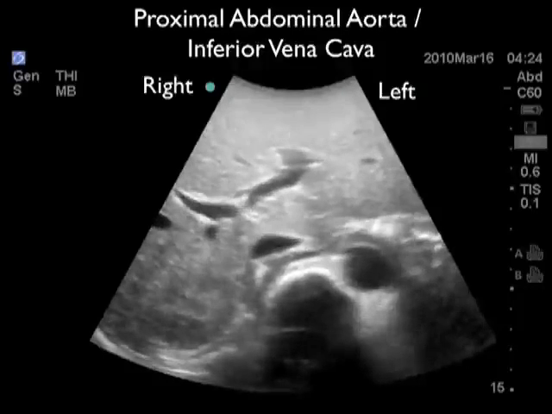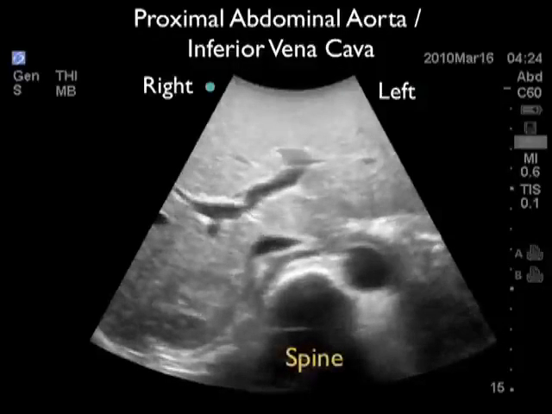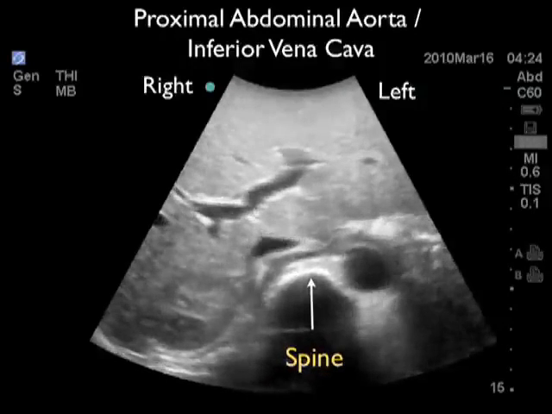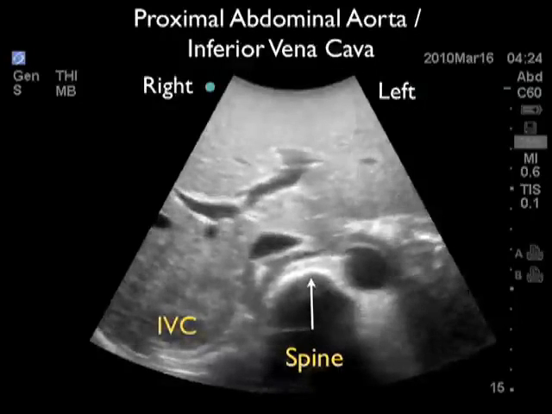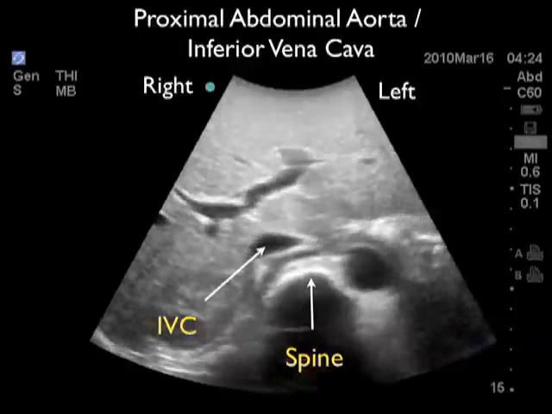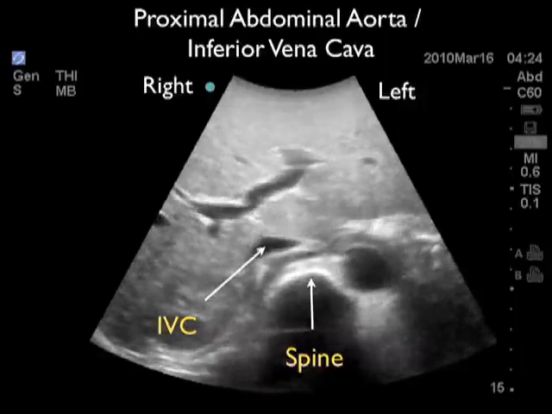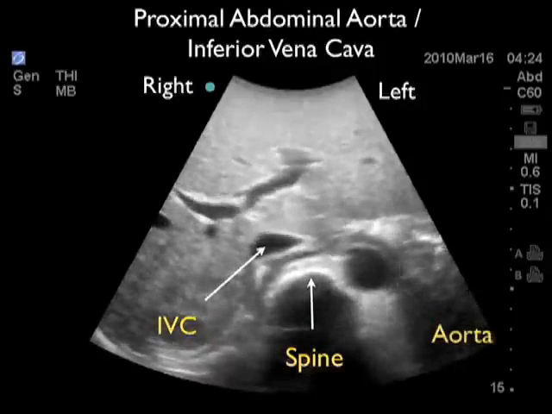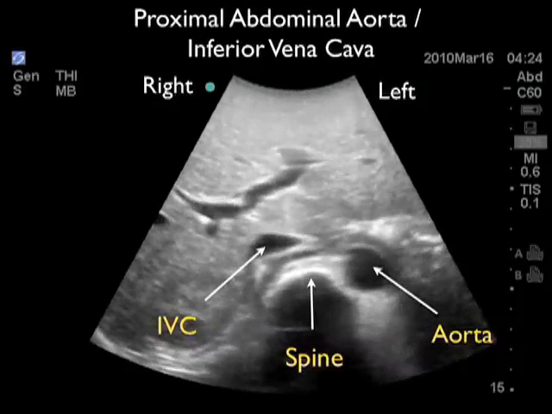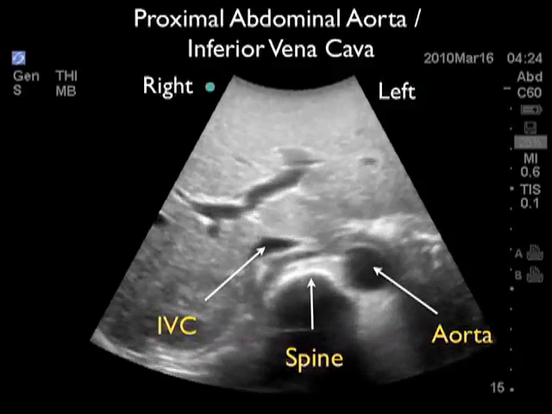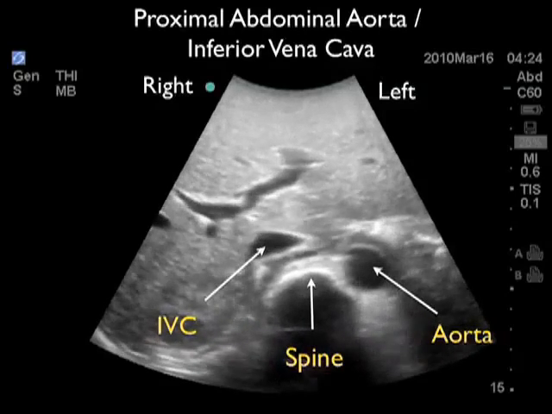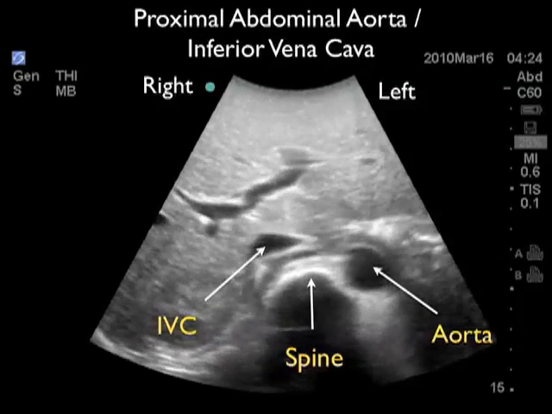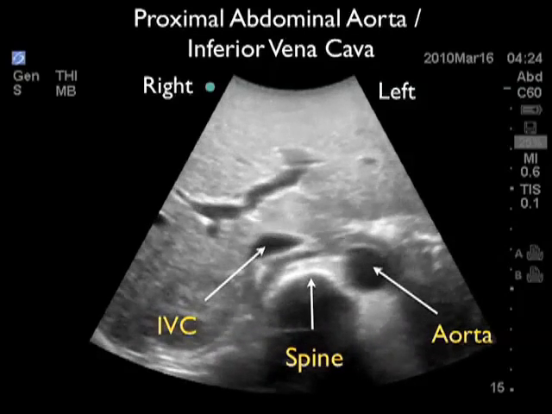This is a short axis configuration taken of the abdominal aorta just below the subxiphoid process of the sternum, looking through the liver. Now our first landmark should be the spine, and notice that it has a hyperechoic or bright appearance on bedside ultrasound. Just above the spine, we see the inferior vena cava with its respiratory phasic pulsations towards the patient's right, and the aorta towards the patient's left side.